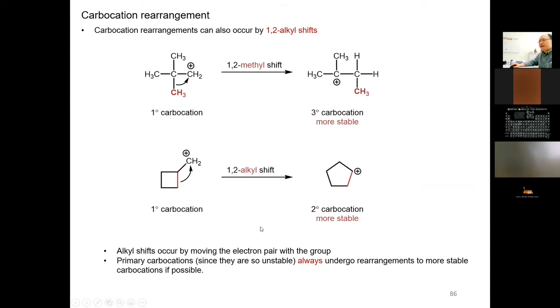All right. And so there are some conclusions here. Alkyl shifts occur by moving the electron pair with the group. So the methyl moves with the pair of electrons of the bond here, so the carbon becomes positive. And the second one is that primary carbocations are so unstable that they always undergo rearrangement.